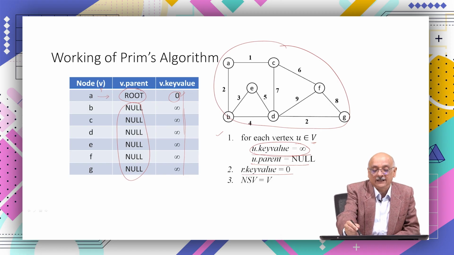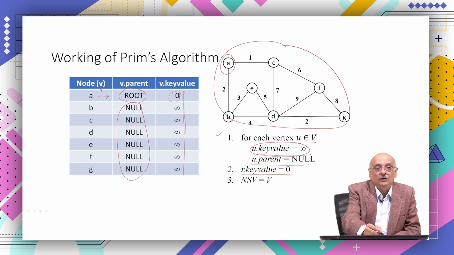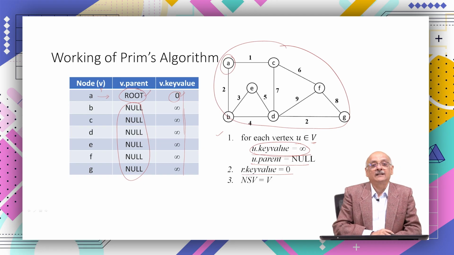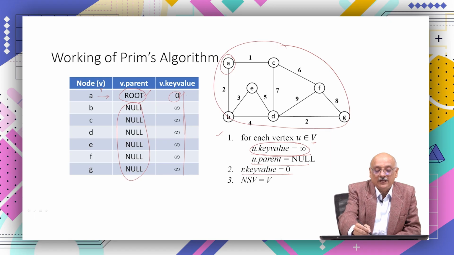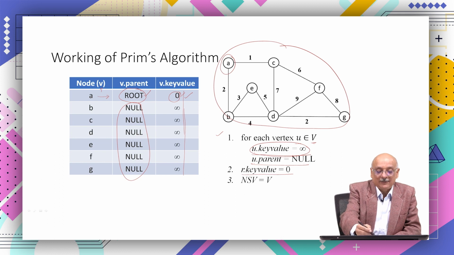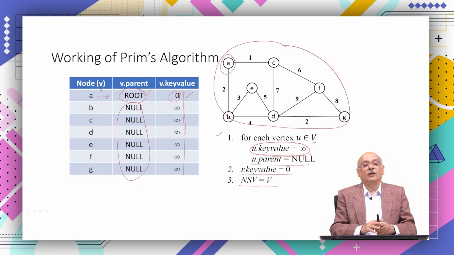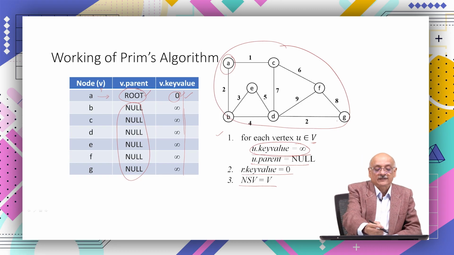Since A has been selected as the root node, the root node key value is 0, and this is the root. That is why it has been stated that this becomes the root and the key value has been initialized to 0. So it is the minimum. In the first iteration, obviously it is going to be selected, and NSV is given all the nodes. NSV basically consists of the set A till G, A, B, C, D and all that.